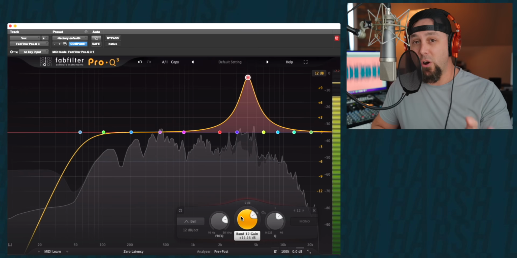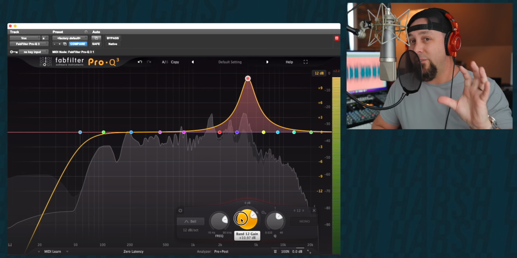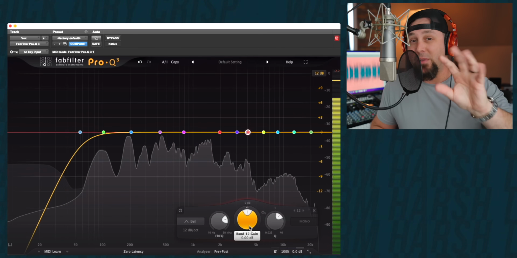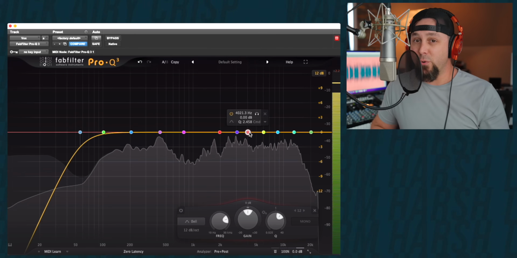That's usually where the harshness of a vocal, the piercing quality of a vocal, is, in that 4K range. Very important that you get this right. However, I'm not suggesting that you cut or boost, but pay close attention to 4K in your vocal.